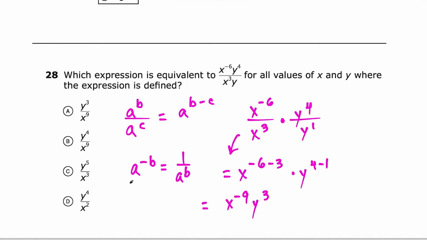And now I'm going to use that second property here. If I have a number to a negative power, I could write 1 over that number to a positive power. So I could rewrite x to the negative 9 as 1 over x to the positive 9. And now I'm going to multiply this by y to the third. And I could call y to the third over 1. So now 1 times y to the third is y to the third. And on bottom, we have x to the 9 times 1, which is x to the 9th. So it's going to be y to the third over x to the 9. And that's going to match up with choice A.